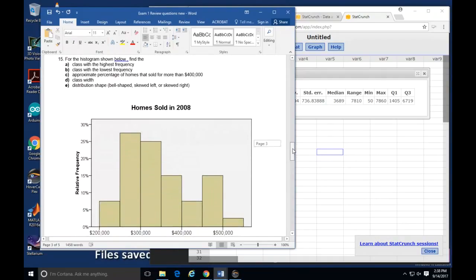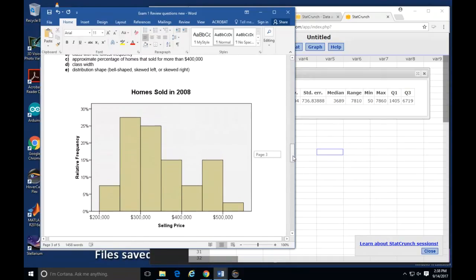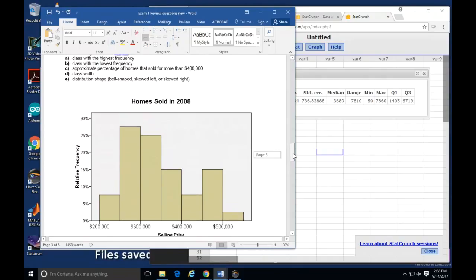Okay, let's look at this one with the histogram. So this is a basic thing about interpreting a histogram. So looking at this one, we've got the selling prices for homes sold in 2008, and we've just got a relative frequency distribution shown on our histogram. So first it asks us for the class with the highest frequency. So that would be this one that has the highest bar.